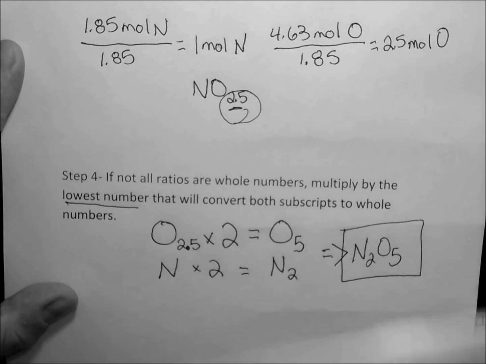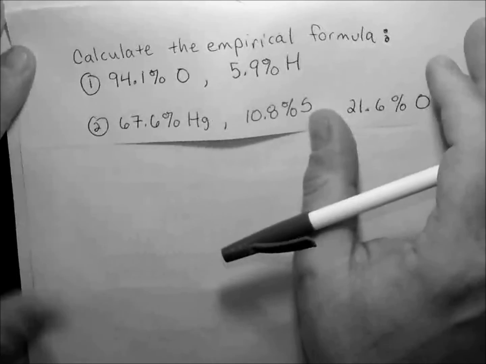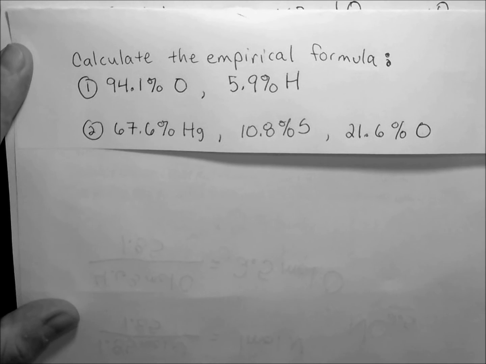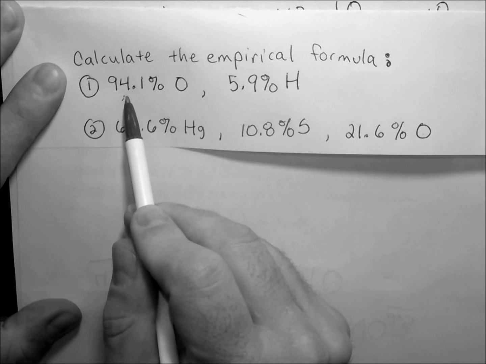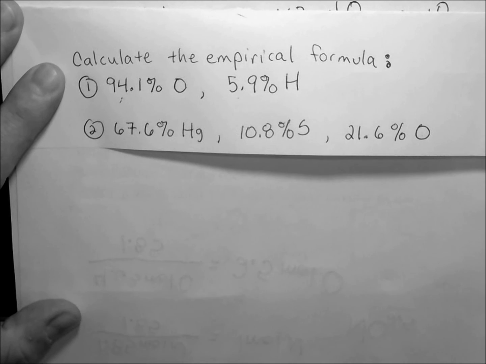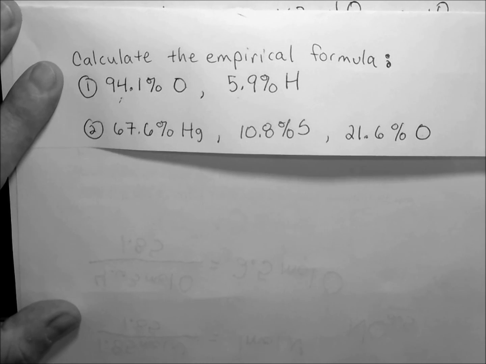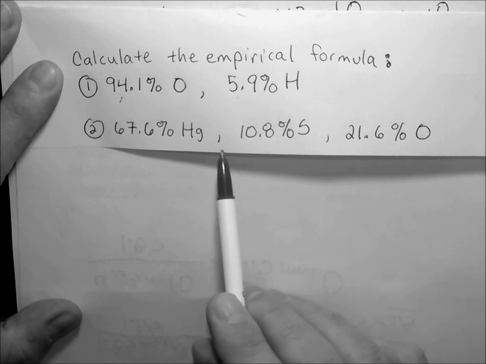Let me give you 2 problems that I want you to practice on. I need you to calculate the empirical formula of a compound that is 94.1% oxygen and 5.9% hydrogen. You may think that this will end up being water, H2O. That is not the case. I will give you that hint.